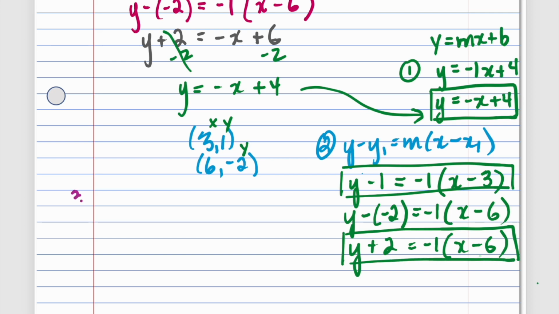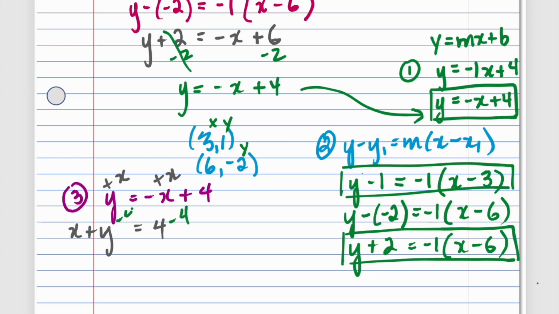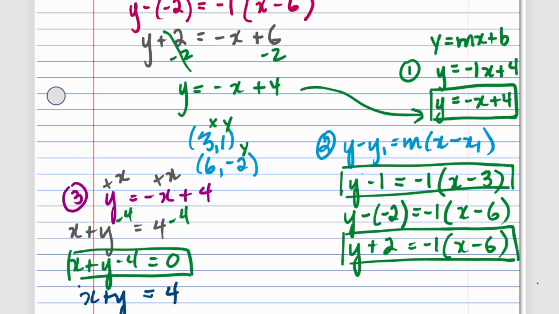2 versions. And the general form, we'll use the y is equal to -x plus 4, add x both sides. X plus y is equal to 4, subtract 4. X plus y minus 4 is equal to 0. And the standard form would be x plus y equals 4.